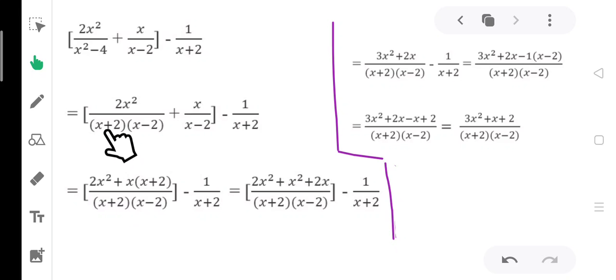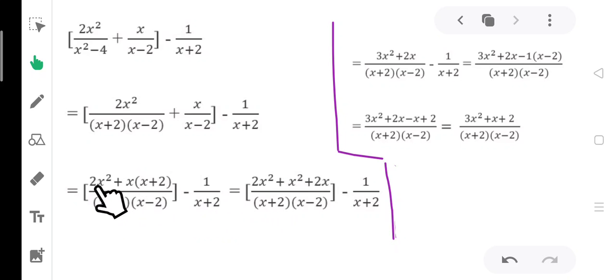Now, this LCD divided by this one is equal to 1, multiplied by the numerator 2x squared, so that's 2x squared. Then, x plus 2 times x minus 2 divided by x minus 2, the answer is x plus 2, since we can cancel x minus 2 and x minus 2. So, x plus 2 multiplied by the numerator x, we have x times x plus 2. Now just copy our subtrahend, 1 over x plus 2. Then, we are going to distribute this to the terms inside, and copy the rest.